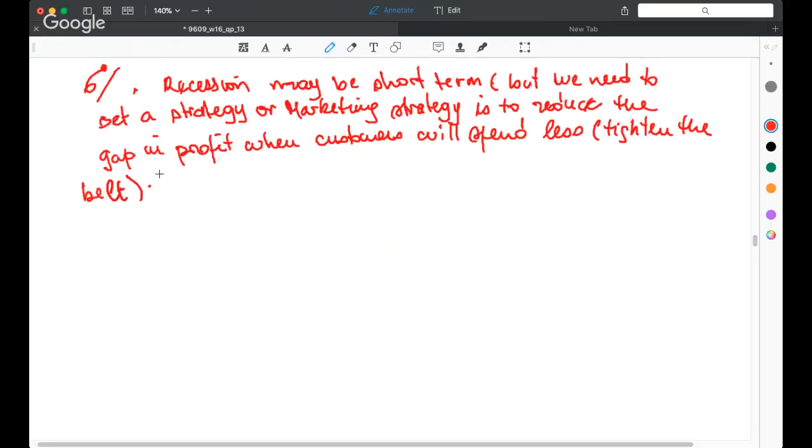Okay? So, why tightening the belt? Because the customer would likely cut spending and have strict priorities. He would pay his rent, he would pay for his food, he would pay for his electricity and think about things like that rather than spending and going out and having fun in a restaurant.